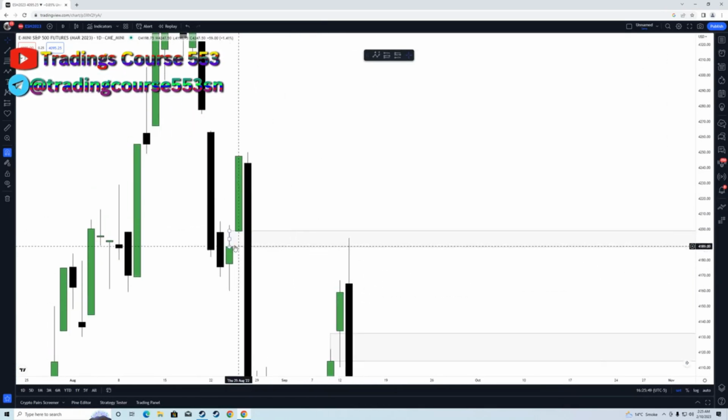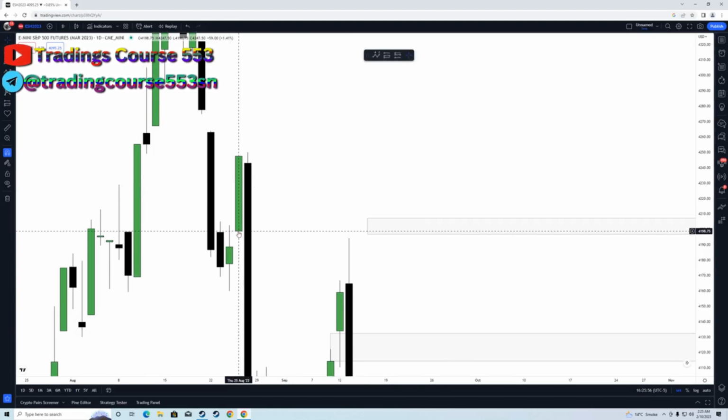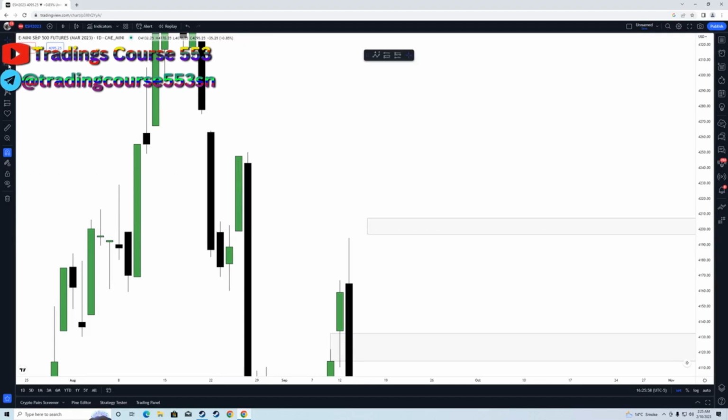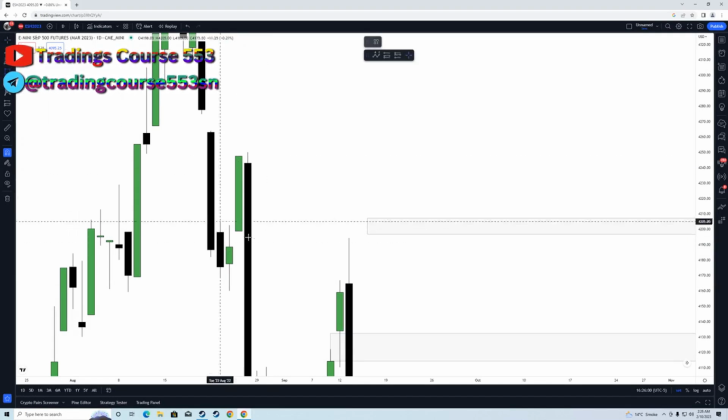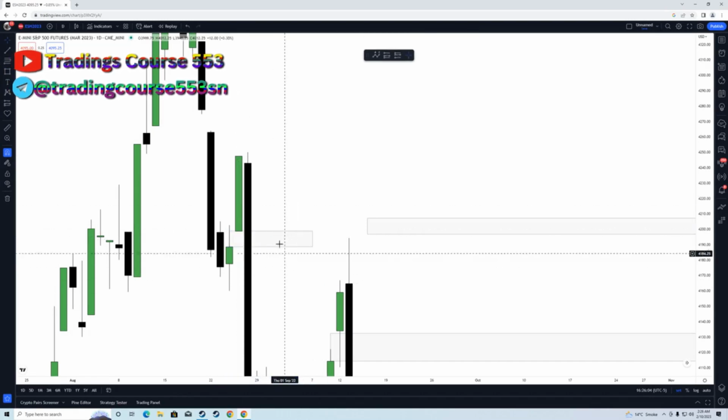So you can see right here, let me remove this. The candle closes here and the next candle opens right here. So there is this gap or volume. No, this is not gap. This is volume imbalance.